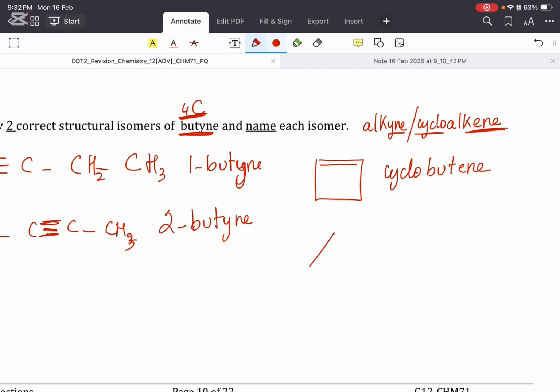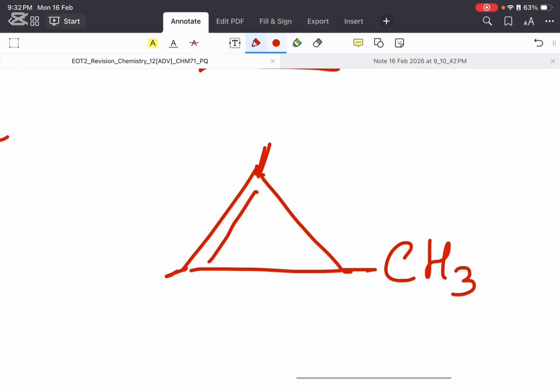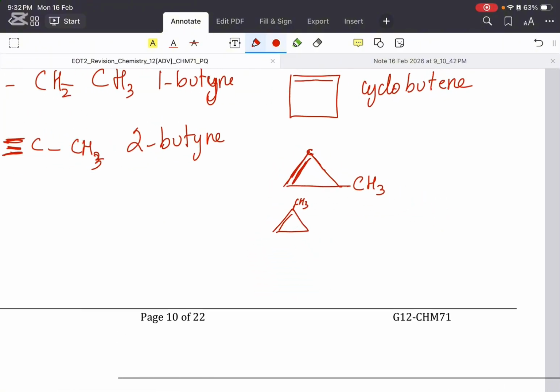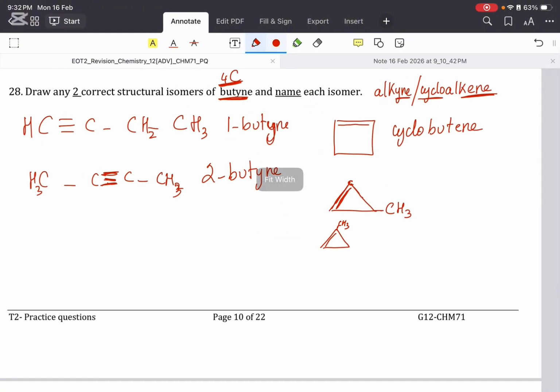Or you can have a cyclopropene and a branch over here. You cannot put the branch here or there. Here's the carbon. Let's look at it. If I have a carbon here, carbon would have 1, 2, 3. Yes, I can have a branch over here. I can do it like that. So these are 2 other options of isomers for the butyne.